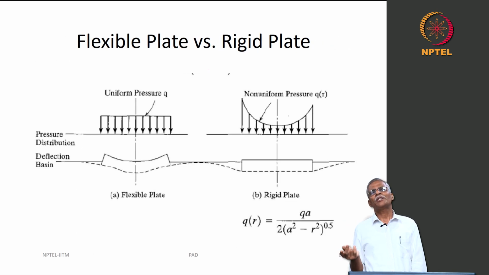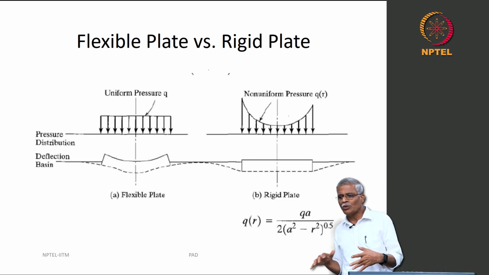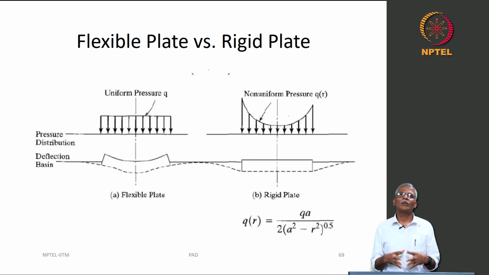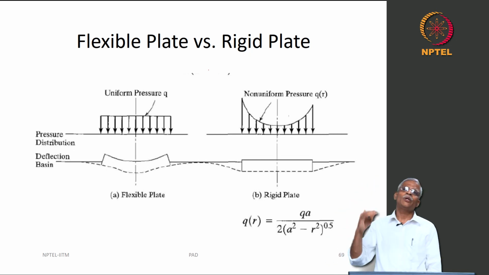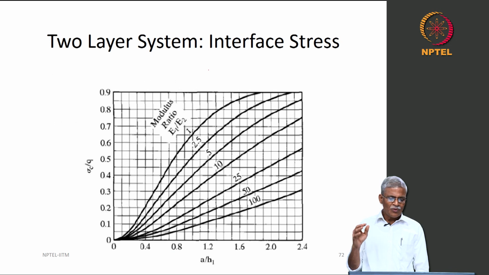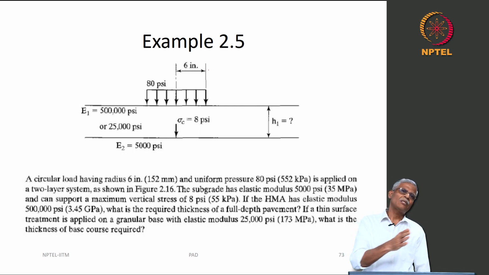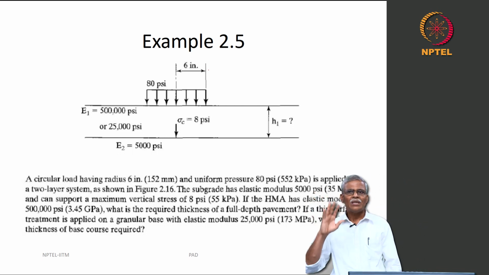Then we differentiated between the flexible plate and the rigid plate, because typically when you are going to do the plate load test, you are talking in terms of the rigid plate and there is going to be a non-uniform pressure distribution. We discussed all those things and we worked out a lot of interesting problems, and then we went into 2-layer theory, because all these things that were discussed were based on the 1-layer theory.